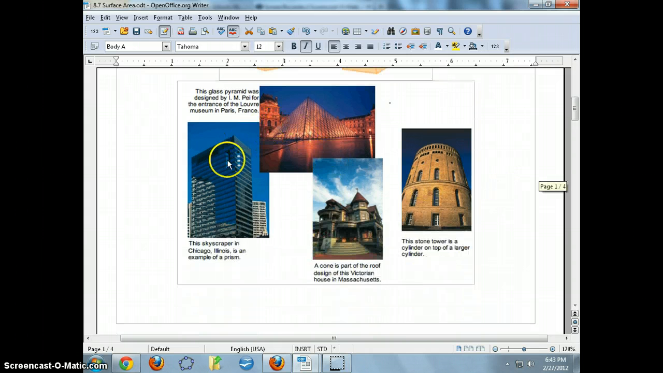Here's a couple cool things that you might see in the everyday world. This is in Paris. We've got buildings all over our fine city, and some pyramids and cylinders and such, different architectural.